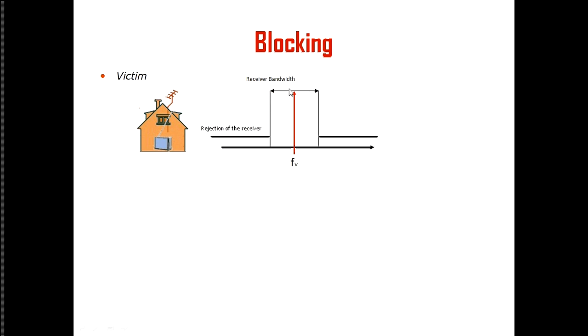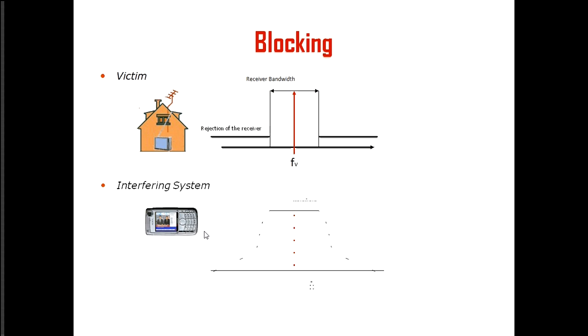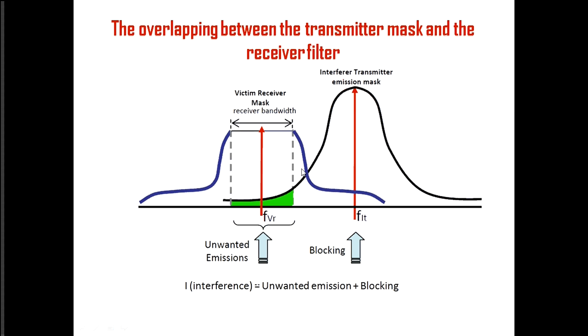So the same goes for the receiver: it has to receive everything here and nothing here, but usually we do receive something from here. This level is what we call the rejection of the receiver, how good it can block the adjacent channel interference. So when you have your interferer transmitting here, the receiver has to manage to block it to this level in order to maintain reception. So in the end, the interference is composed of unwanted emission and blocking.